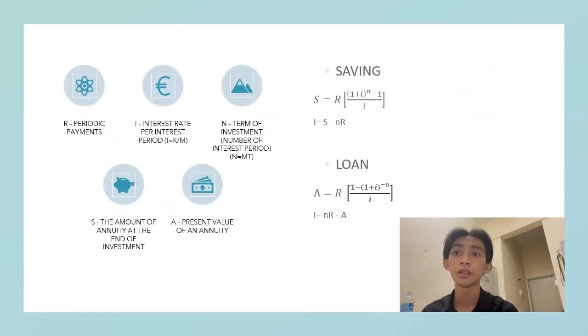For this topic, we need to know the terms like R, periodic payments; I, interest rate per interest period; N, term of investment; S, the amount of annuity at the end of investment; A, present value of an annuity. There are two types of formula we need to use in these topics, saving and loans. It is a little bit different.